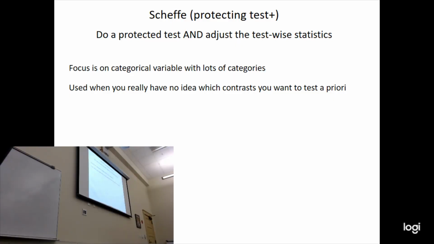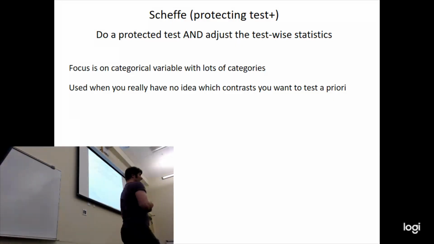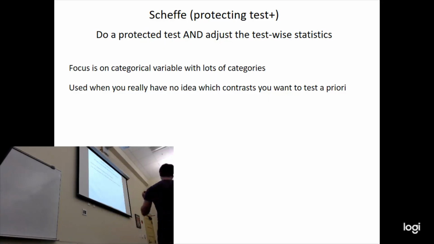So yeah, the cases where you might think about using Scheffé is when you have a categorical variable with really a lot of levels, which gives you, of course, lots and lots of comparisons that you could investigate, where you really have no idea which comparisons you want to test, where you just have no theory providing guidance. This is a pretty good method to use in that specific situation.